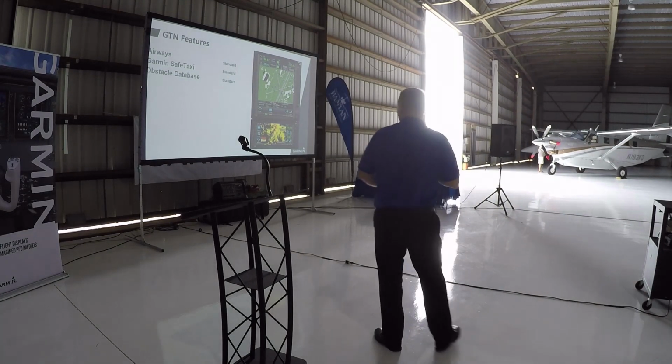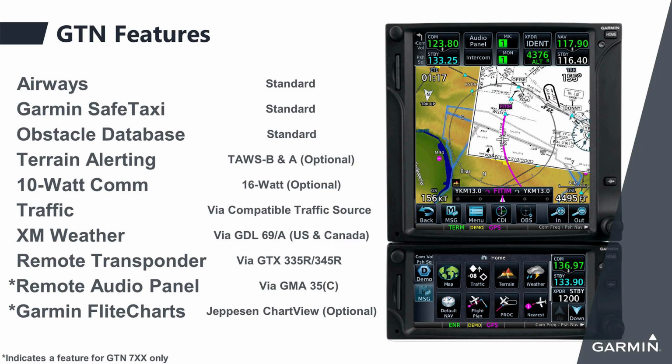of the target. We have terrain alerting, terrain awareness and warning system. That's just the software enablement on the GTN. Gives you verbal and visual call-outs if you're approaching terrain or obstacles. 10 or 16 watt radios, either ADSB, TCAS, or ClearCAS traffic.